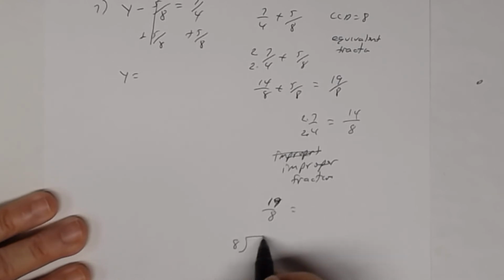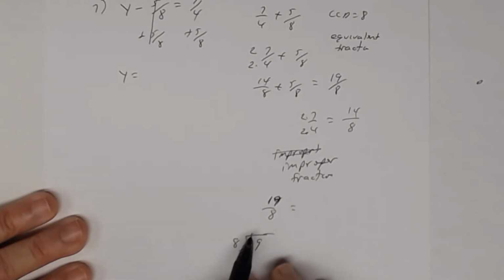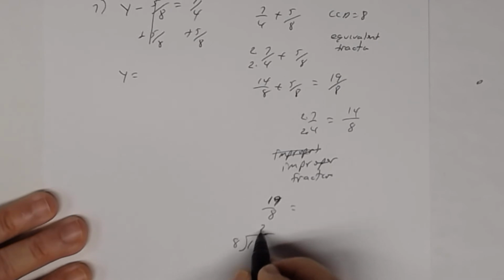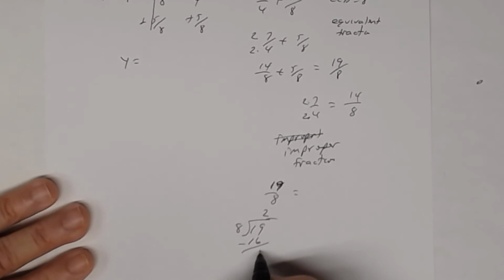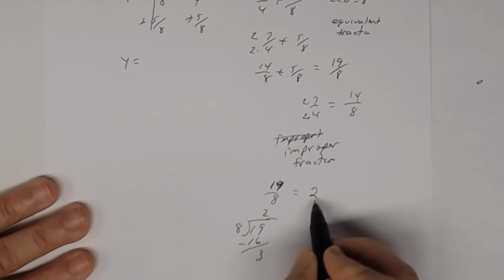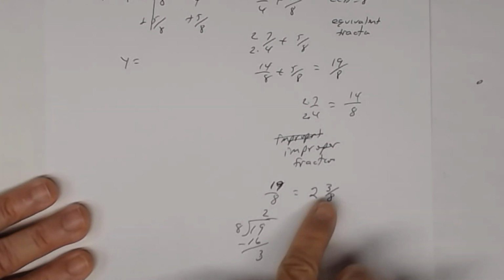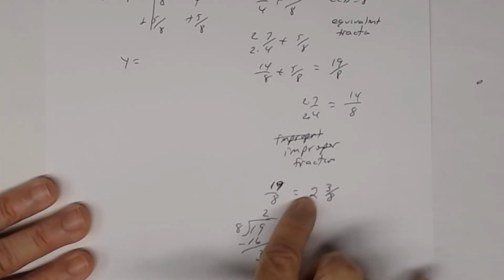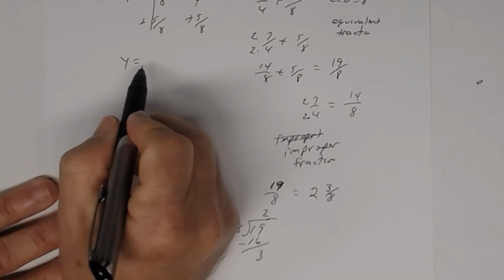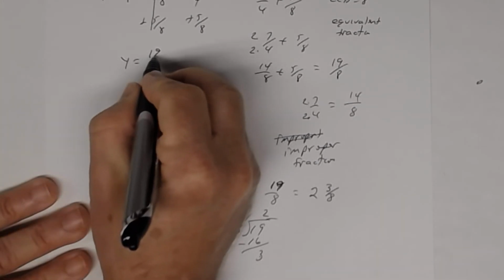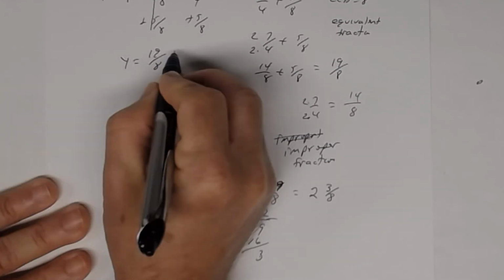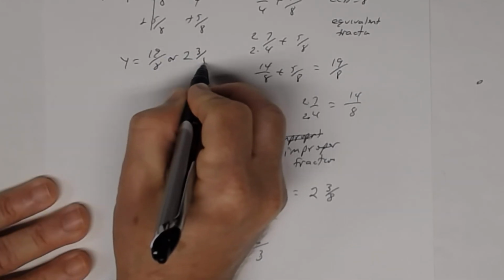We're going to divide 8 into 19. 8 goes into 19 two times. 2 times 8 is 16 with a remainder of 3. So this becomes 2 and 3/8. You can always check yourself by multiplying 8 and 2 together and adding the numerator. 8 times 2 is 16, and 16 plus 3 is 19. All right. So y equals 19/8, or you can say 2 and 3/8.